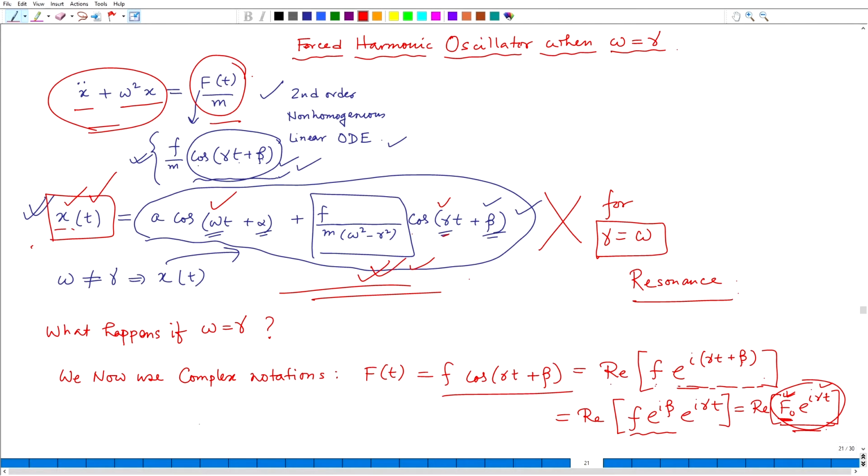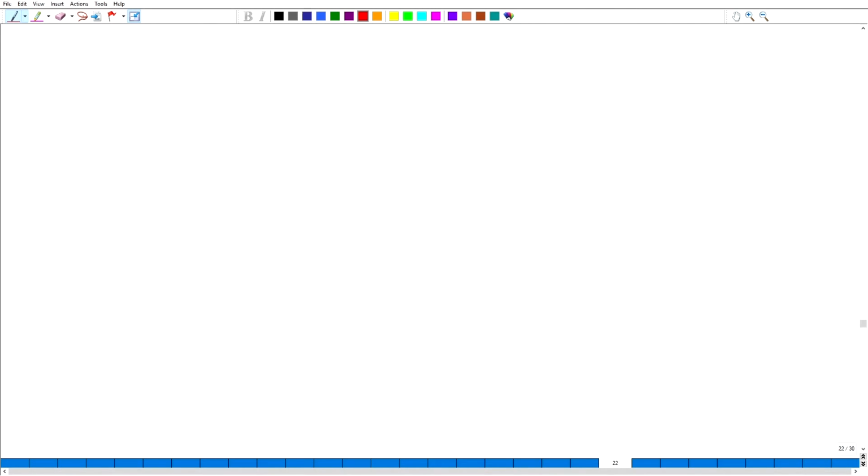Okay. So, we write here f e to the i beta is the complex amplitude. You see that the initial phase part, or the epoch part, is actually absorbed in the complex amplitude part. So, if you write the complex amplitude notation, then there should not be any term with the beta or the initial phase separately. Now, what can I do with this?